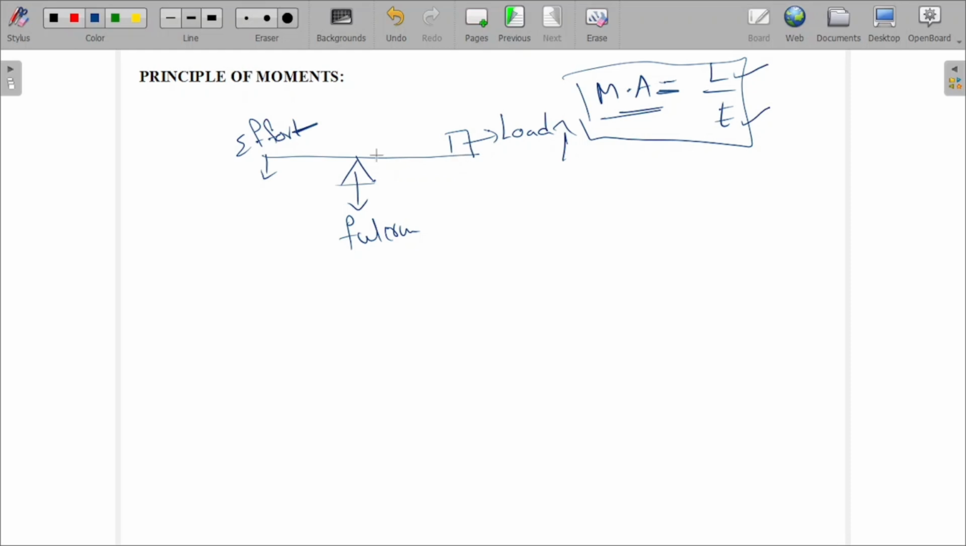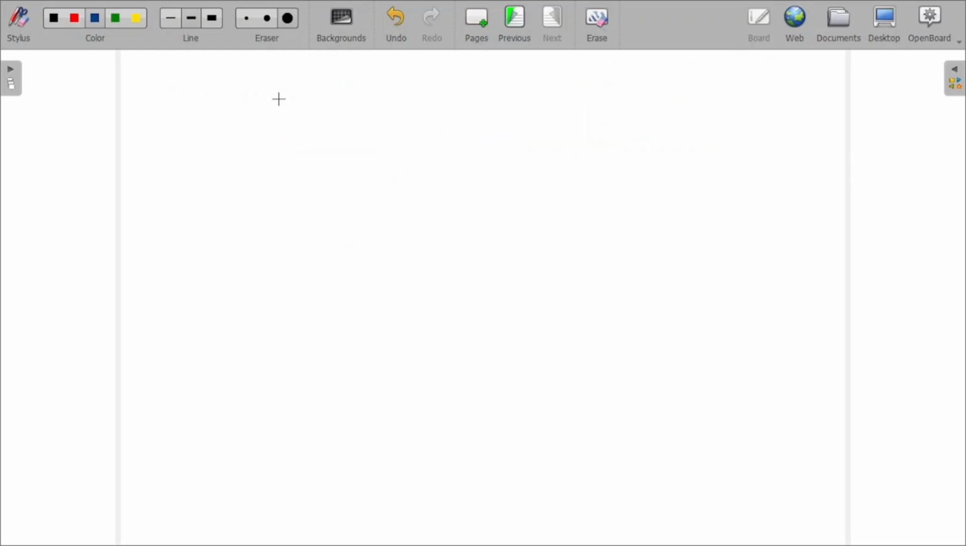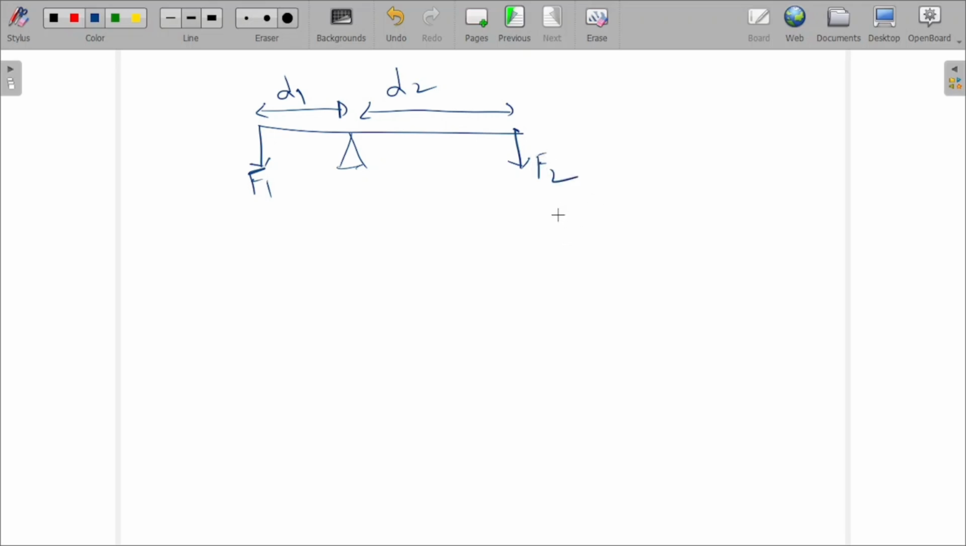Now let's consider something different. Here is a mass, and the same fulcrum. Some force is acting at this point, and some force is acting at this point. One is at a distance of d1, the other at a distance of d2. Let's consider this force is F1 and this force is F2. This system is not going anywhere, it is at rest.